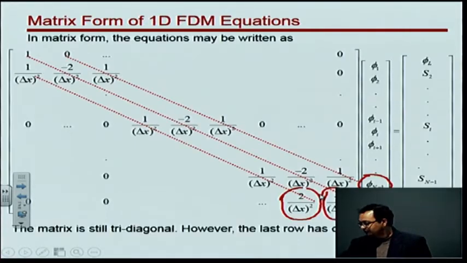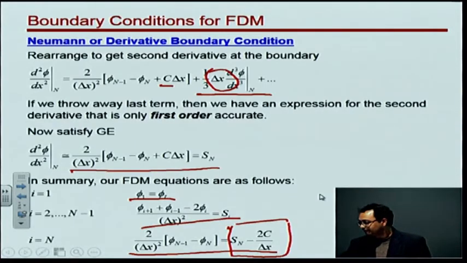Okay. So by first order accuracy, we mean, see this error term which we are throwing away? This has a delta x, instead of a delta x squared.